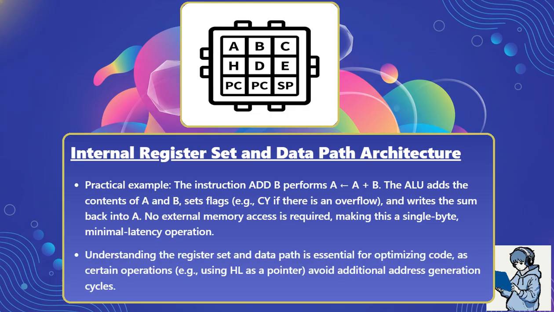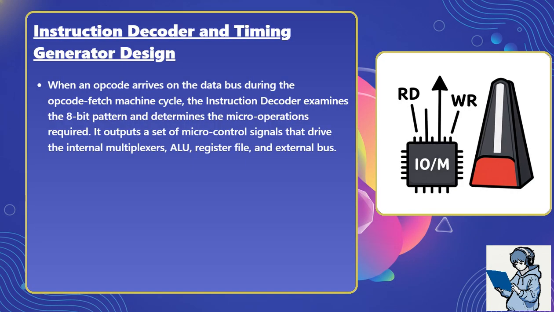Understanding the register set and data path is essential for optimizing code, as certain operations, for example using HL as a pointer, avoid additional address generation cycles. When an opcode arrives on the data bus during the opcode fetch machine cycle, the instruction decoder examines the 8-bit pattern and determines the micro operations required. It outputs a set of microcontrol signals that drive the internal multiplexers, ALU, register file, and external bus.